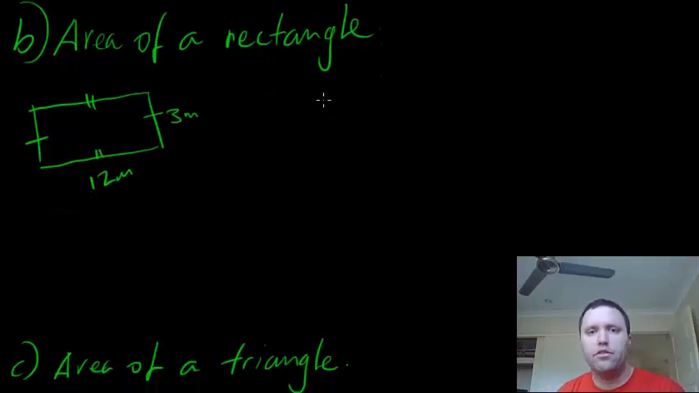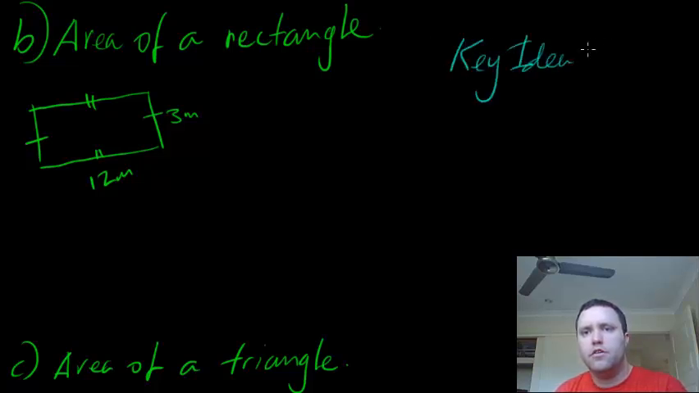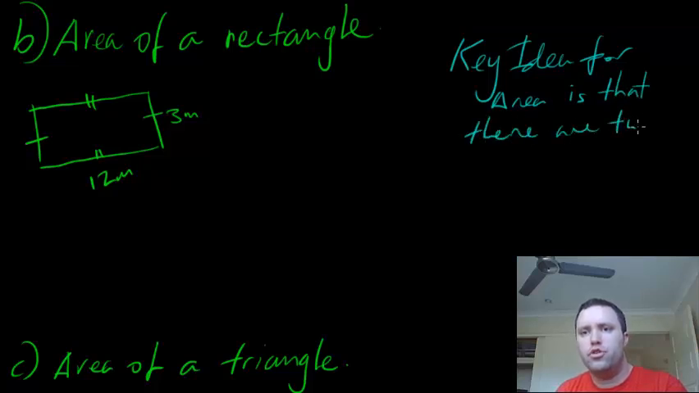Okay, area of a rectangle. Again, a key idea for area is that there are 2 lengths being multiplied.